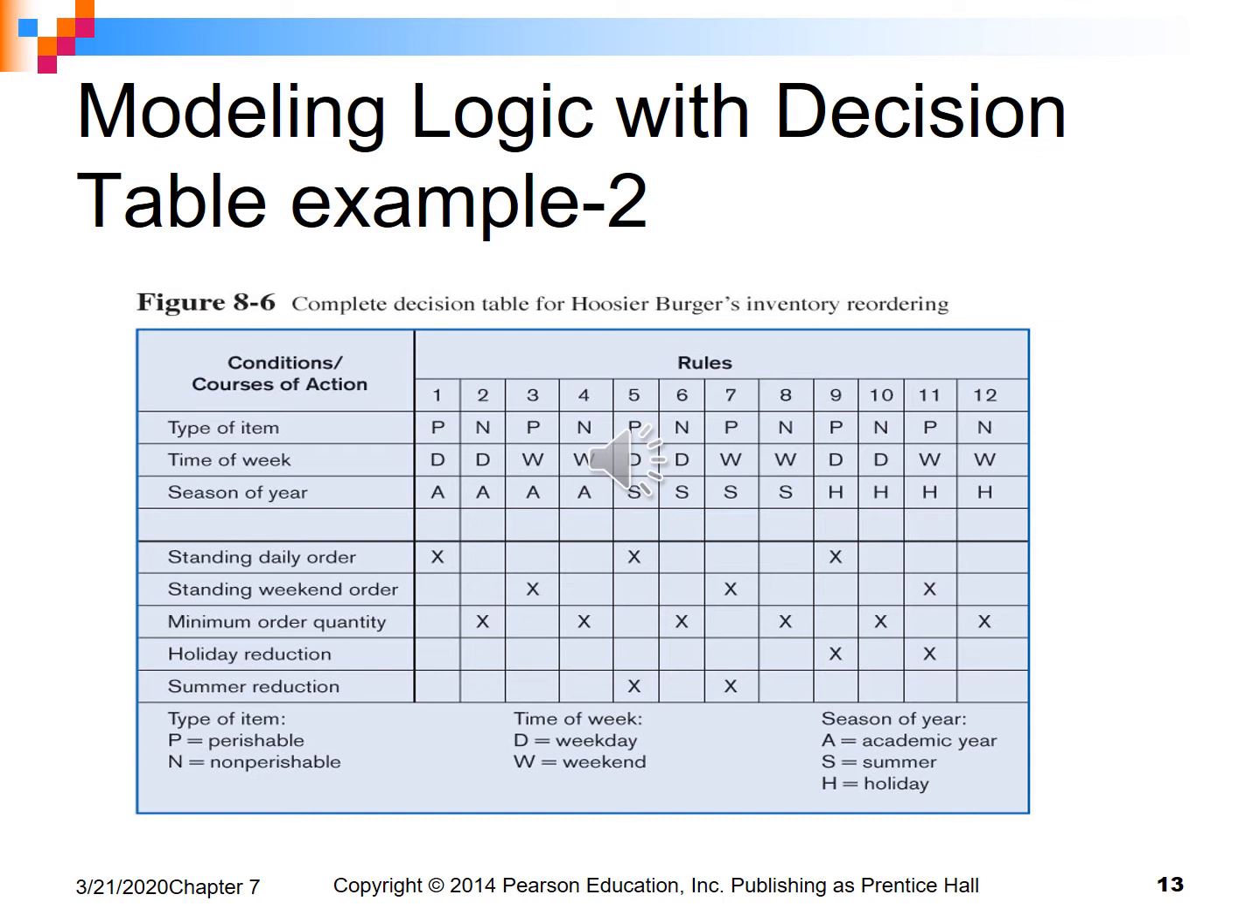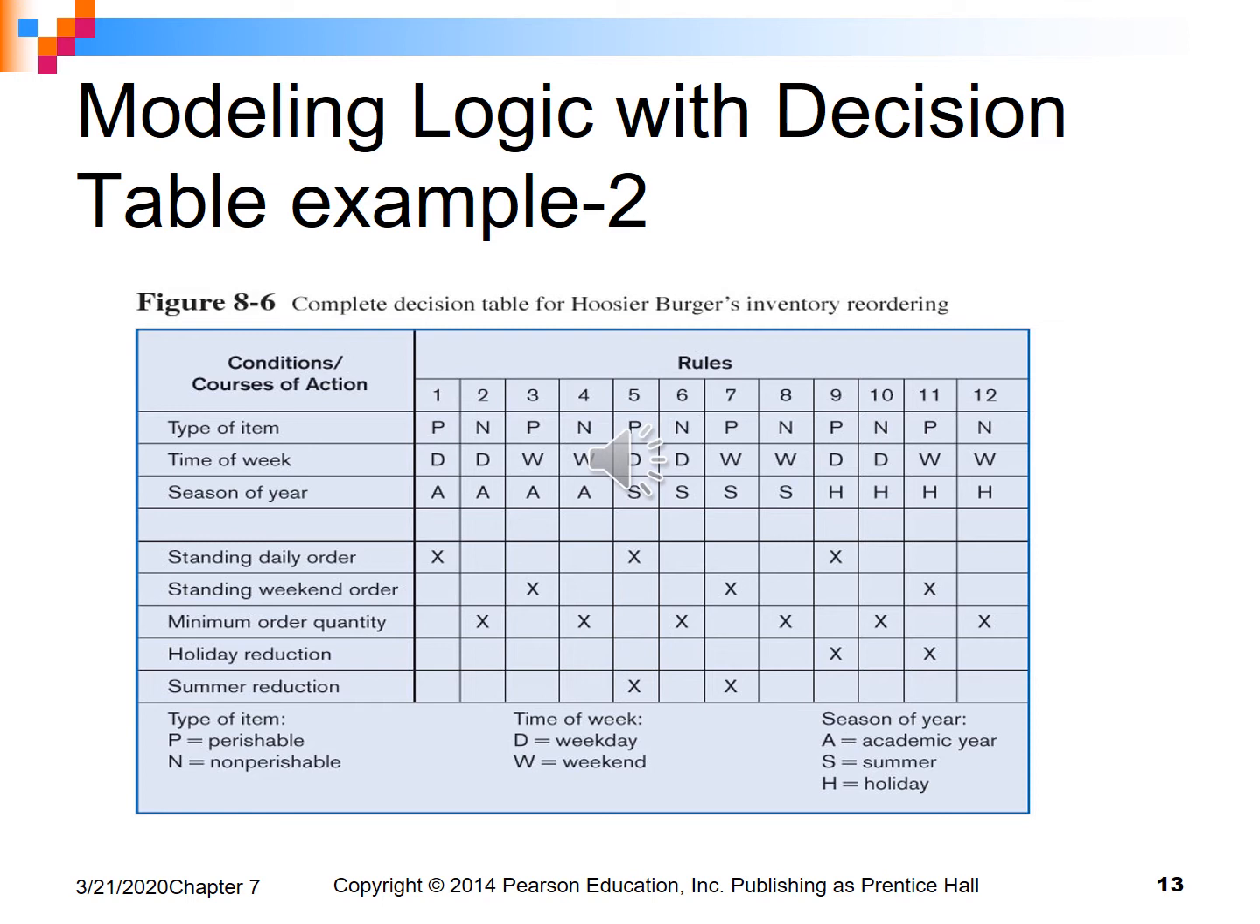If we look at just one or two rules, in the first rule, if it is a perishable item, and it is a weekday, and the season of the year is academic, they order the standing daily order. Standing daily order is between the restaurant and the supplier. They tell them, send us every day 200 pieces of that, 300 pieces of that, 150 pieces of that, so the standard one.